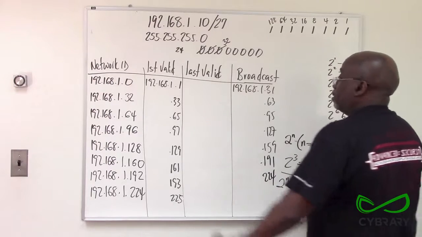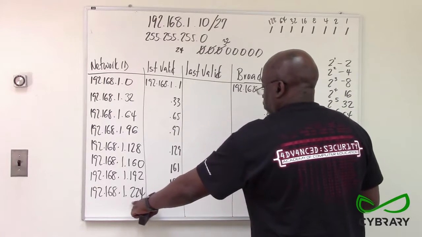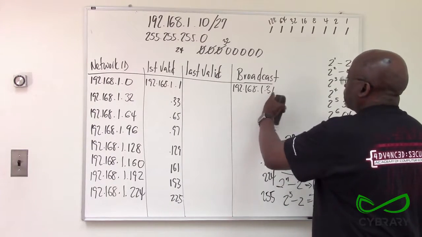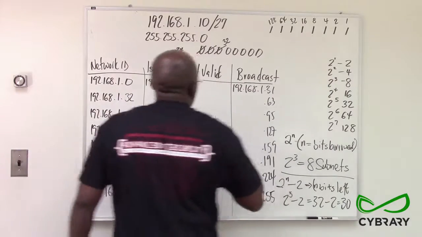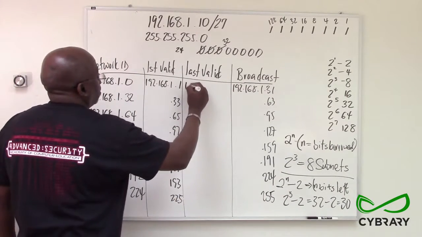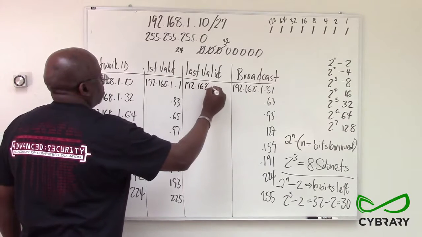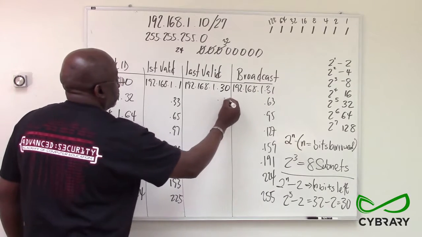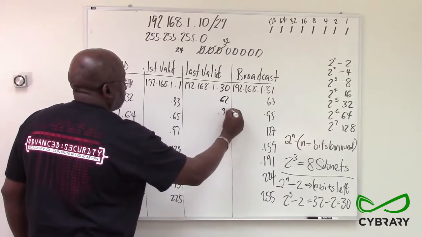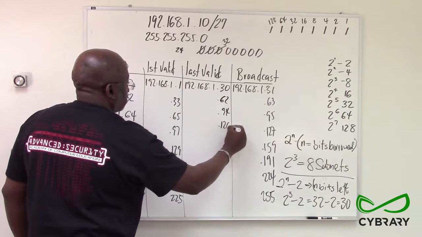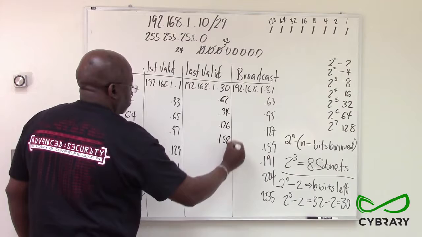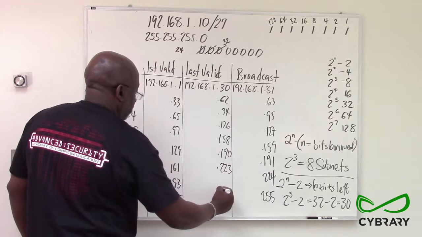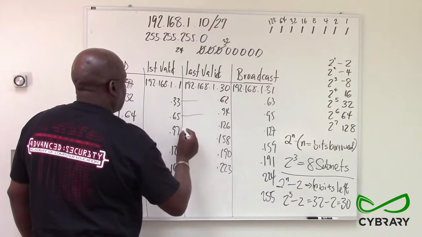To get the next one, you add 32 to this. That will be 256, so we have 255. How do we get the last valid? We subtract 1 from the broadcast. So that way, this will be 192.168.1.30. And you go all the way: 62, 94, 126, 158, 190, 222.